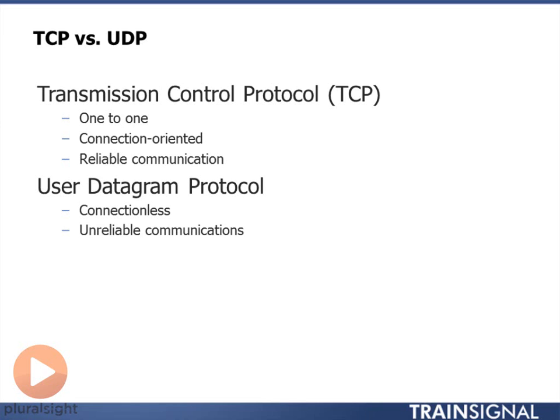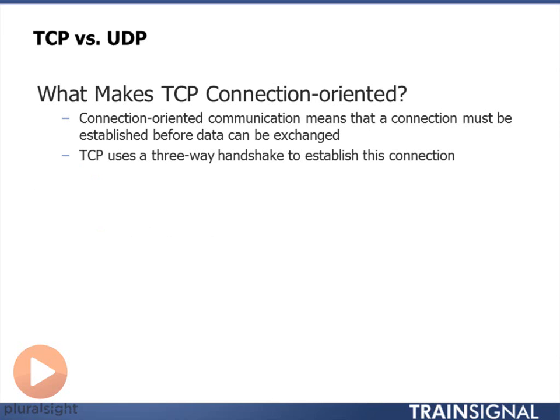You'll also notice that I don't have UDP listed as one-to-one. UDP is very often used in what's known as either multicast or broadcast communications, where you have one transmitter and many recipients. Thus the reason that you don't have an actual connection, you just put it out there and hope that it's received. So what does make TCP connection-oriented?